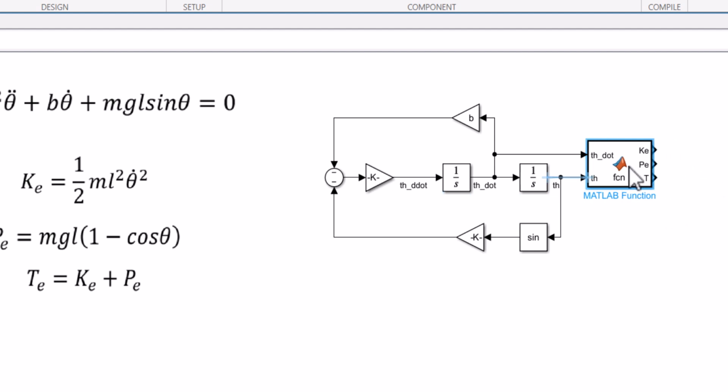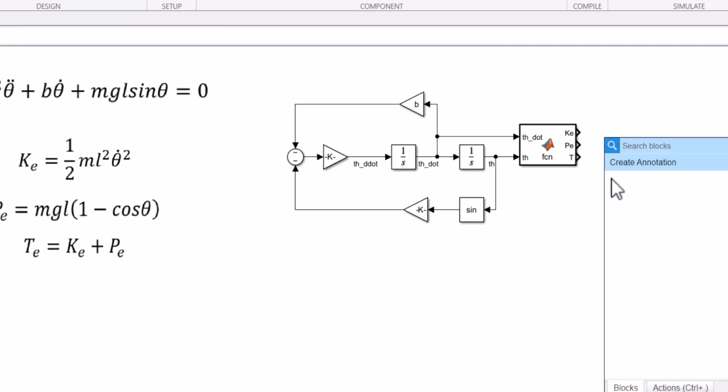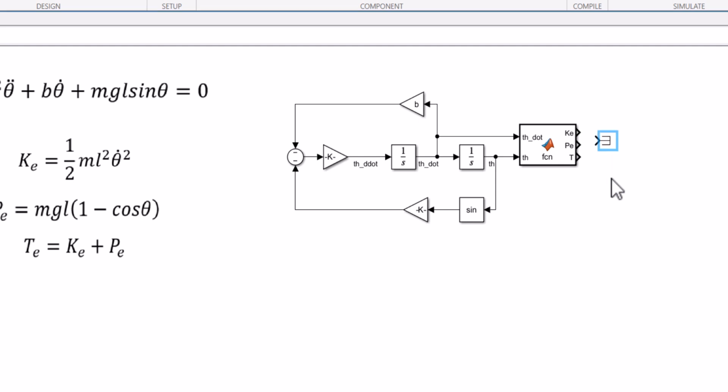Now these energies are being calculated. Now I need to plot these things so that I can see what's happening. I'm just going to terminate these signals and then use the data inspector with it. So I need three terminators.